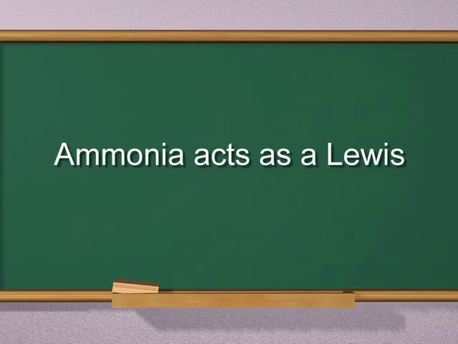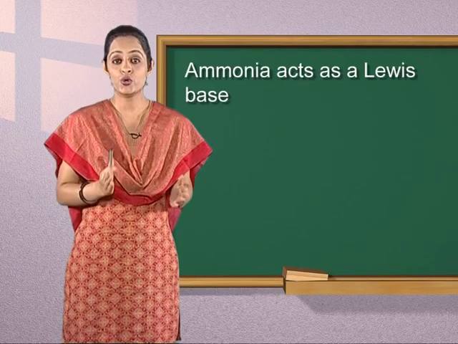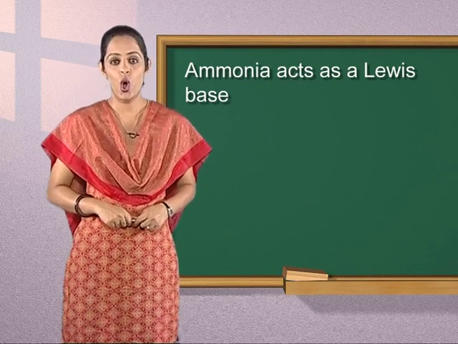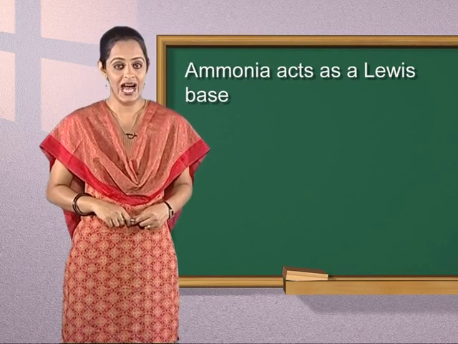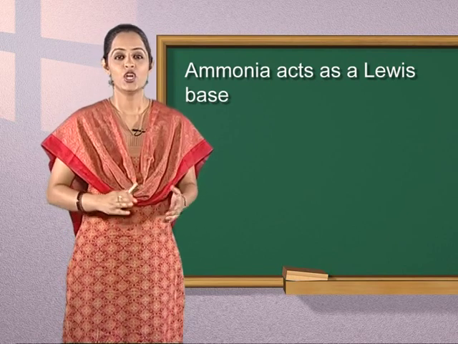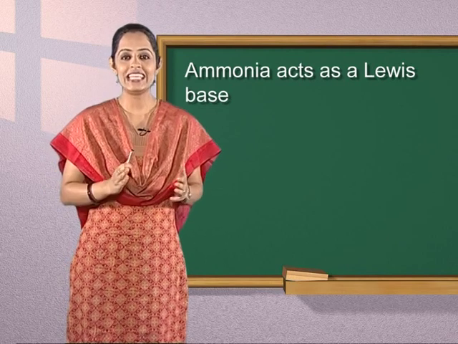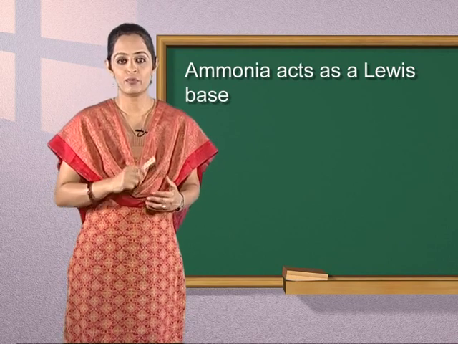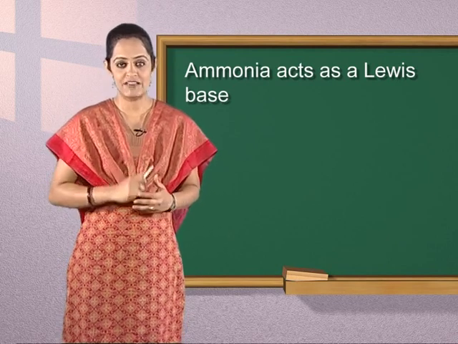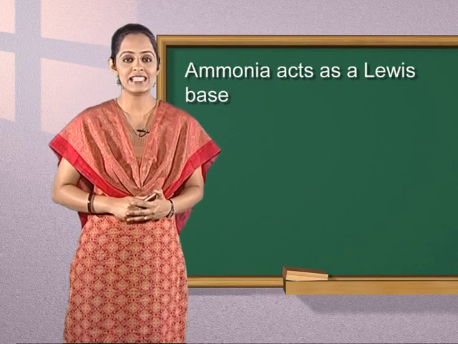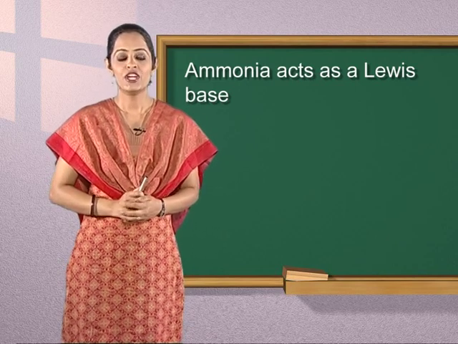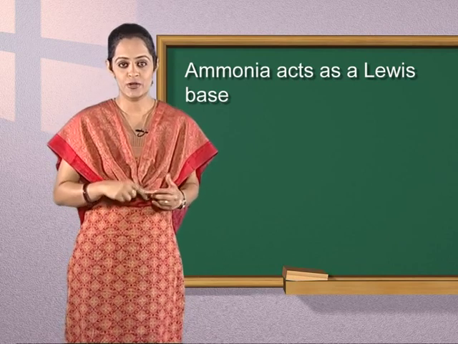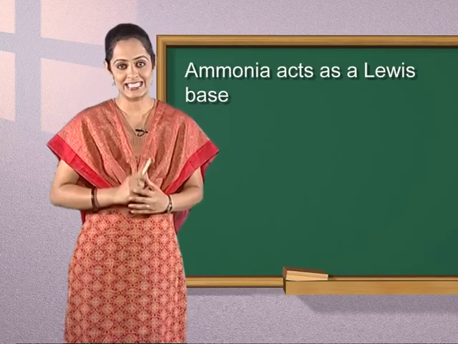Ammonia acts as a Lewis base. Due to the presence of a lone pair of electrons on the nitrogen atom, ammonia acts as a Lewis base. Consequently, it can easily donate its electron pair to form coordinate bond with electron deficient molecules such as BF3 or transition metal cations having vacant d orbitals to form complexes.